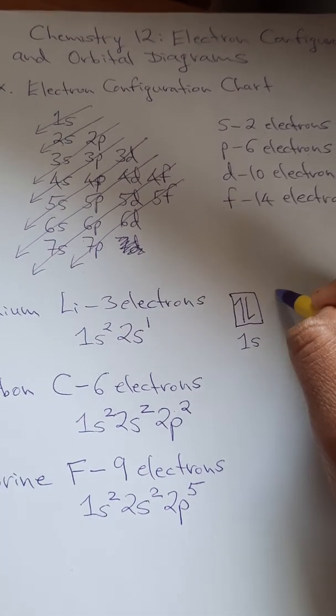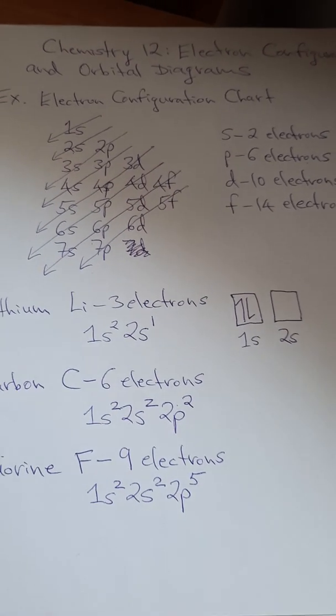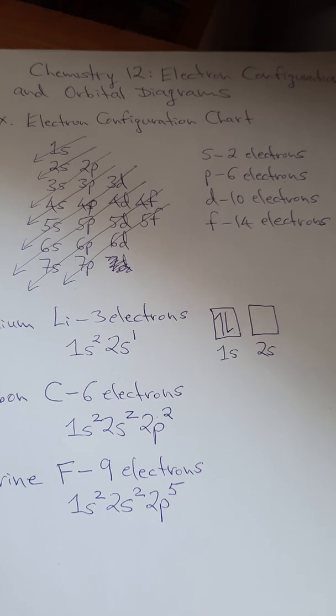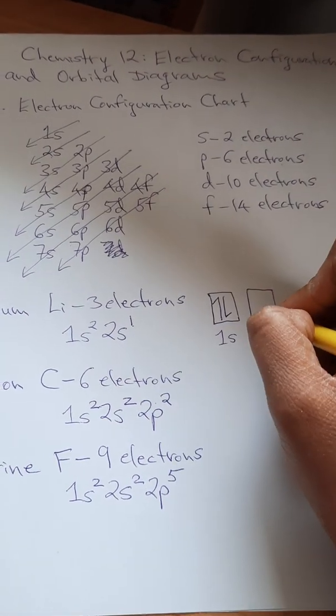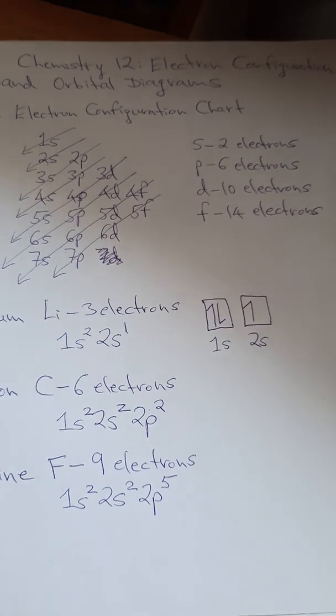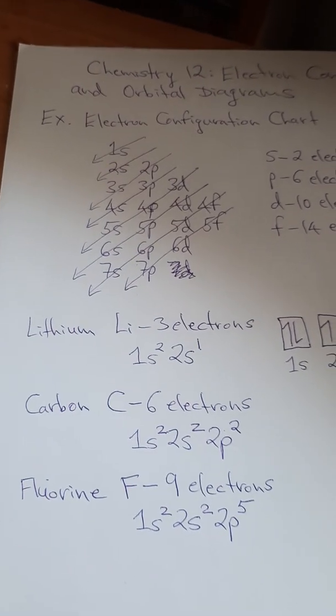So we'll put 1s. Then we're going to go to the 2s orbital. Okay, and I noticed that there's only 1 electron in the 2s orbital. It's going to be going up, okay? With that, let's look at carbon.